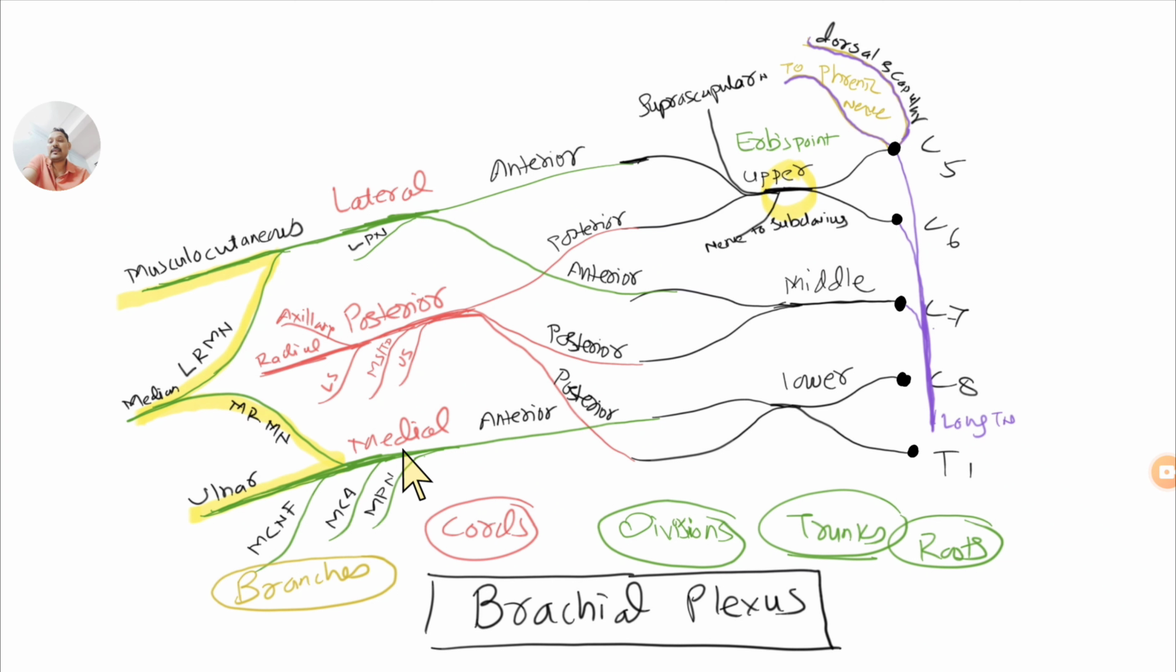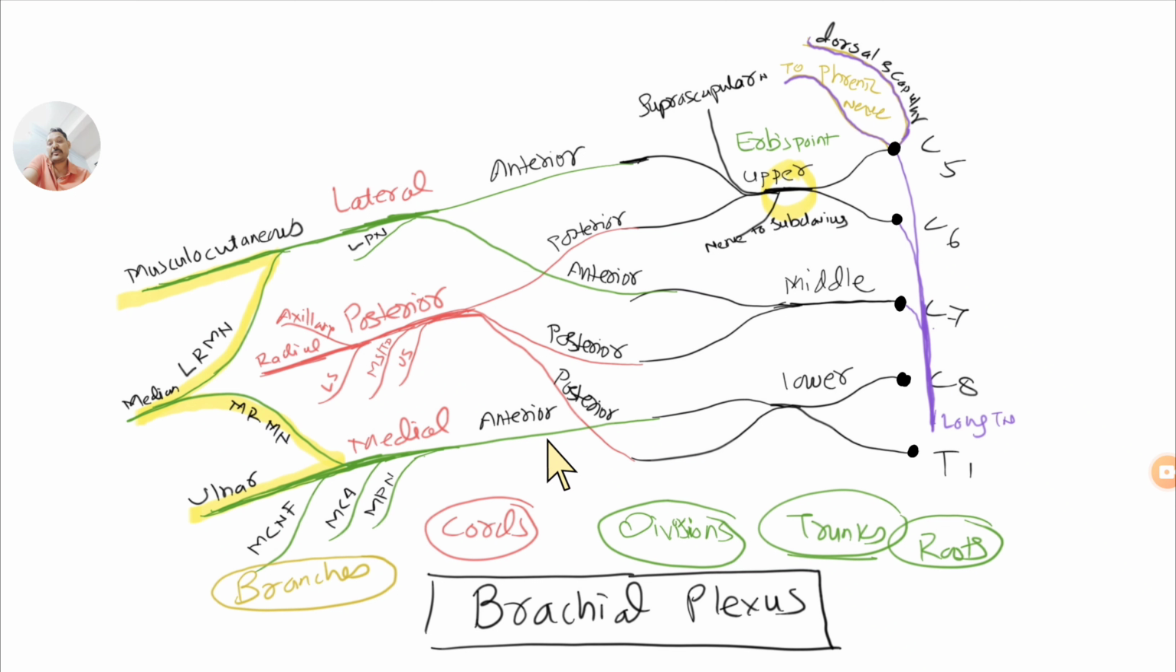Is it clear? The medial cord has the medial pectoral nerve, and the root value will again be C8, T1. The medial cutaneous nerve of arm again has a root value of C8, and the arm has the T1 root value. The medial cutaneous nerve of forearm has a large contribution from C8.